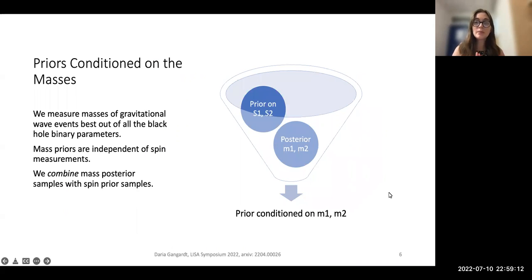The way that we do that is by creating priors that are conditioned on the masses, and then priors that are conditioned on the masses and on chi effective. When conditioning on the masses, this is a very simple process where all we have to do is take prior information on any of the spin parameters and combine it with the posterior information we have on the masses. By doing so, we create our priors that are conditioned on the masses.